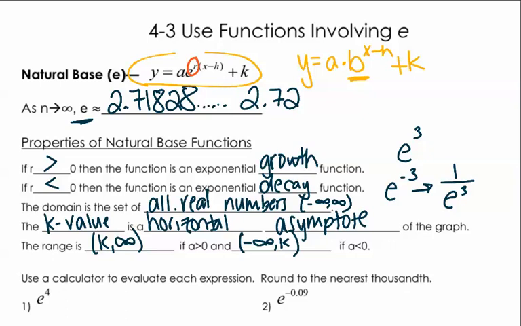So these last few examples on the bottom of the notes here tell us to use a calculator to evaluate each expression, round to the nearest thousandth. Remember, thousandth is 3 decimal places. So we're really just trying to find that e button on our calculator. And it's going to be the second function of the ln, which is the natural log, something that we'll talk about later in this chapter.